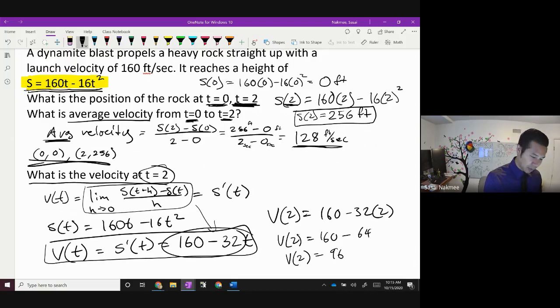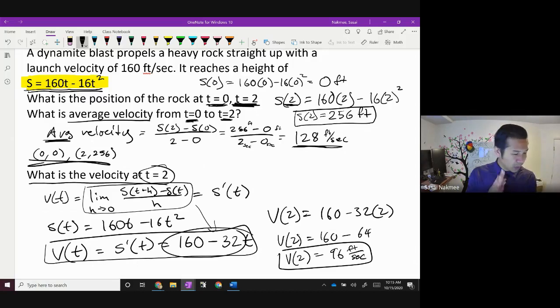Okay, Max, you're double checking with me. 96, and of course, remember the units for this. This is 96 feet per second. Feet per second. And that's my answer, right? 96 feet per second. So hoping that makes sense for you guys.